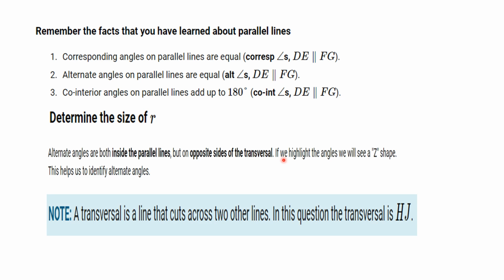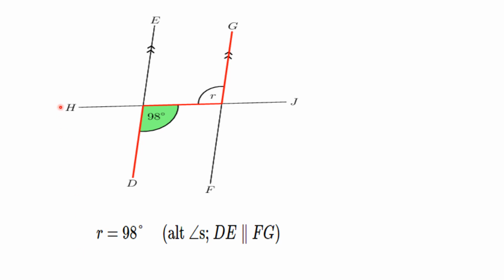So we know that alternate angles are both inside the parallel lines, but on opposite sides of the transversal. So in our next example, if we highlight the angles, we will see a Z shape, and that Z shape will definitely give us the alternate angles. Again, we have to remember that a transversal is a line that cuts across two lines, and in this question, the transversal will be HJ, as you can see on the figure here.